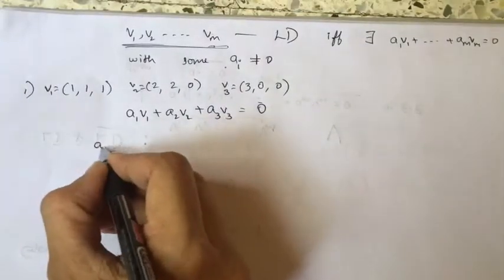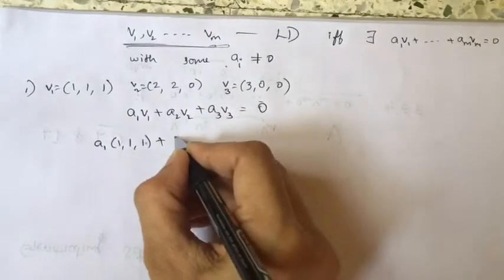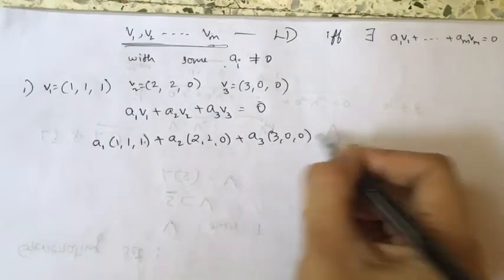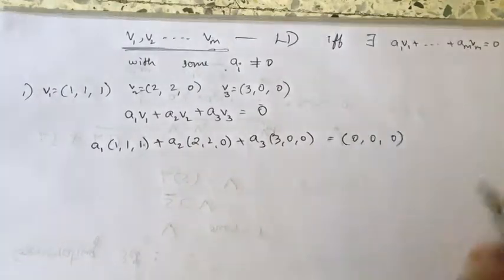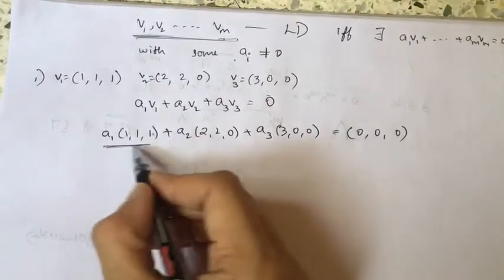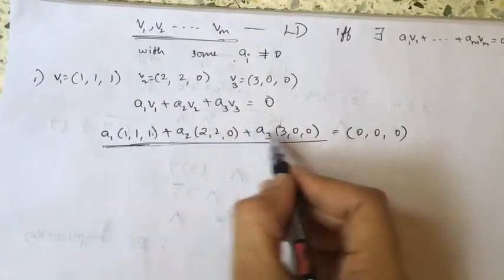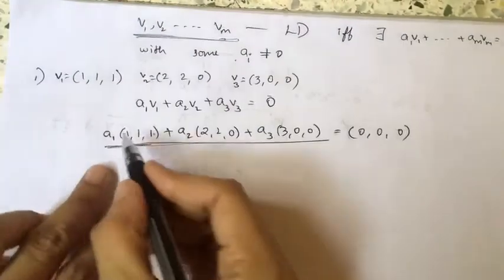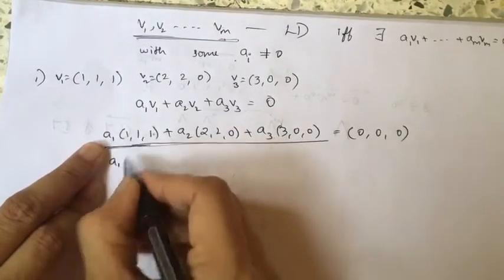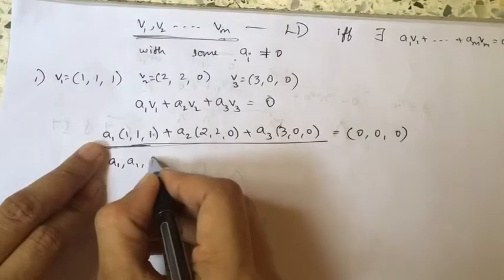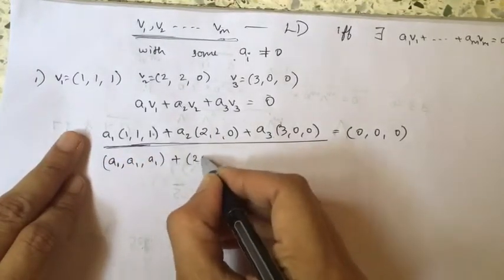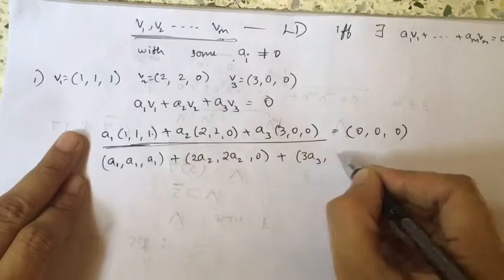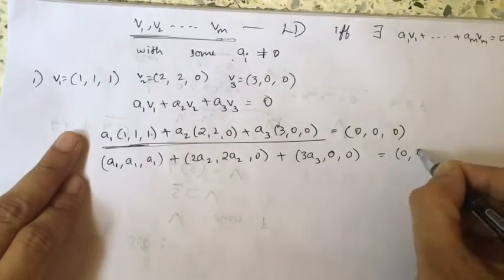Okay, let us look at it. a1 times (1, 1, 1) plus a2 times (2, 2, 0) plus a3 times (3, 0, 0), which is equal to the 0 vector. I am equating it like this. Now if I get all ai equal to 0, then these vectors are linearly independent. So I multiply: a1, a1, a1, plus 2a2, 2a2, 0, plus 3a3, 0, 0, which is equal to 0, 0, 0.